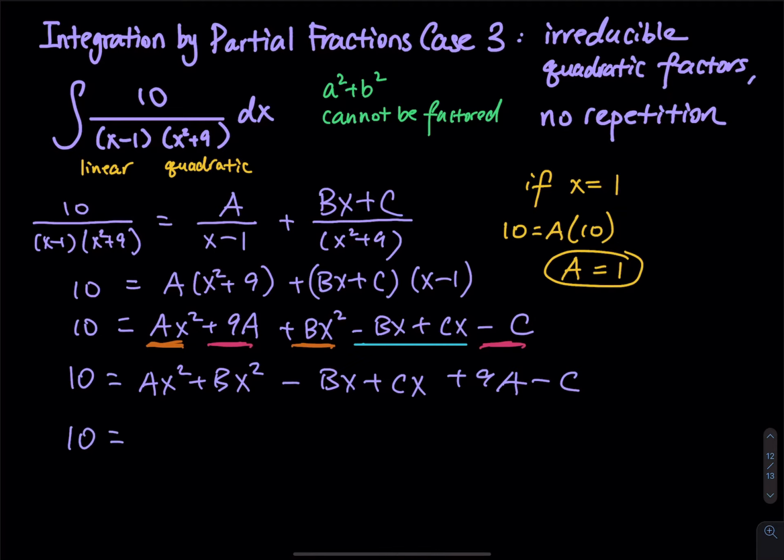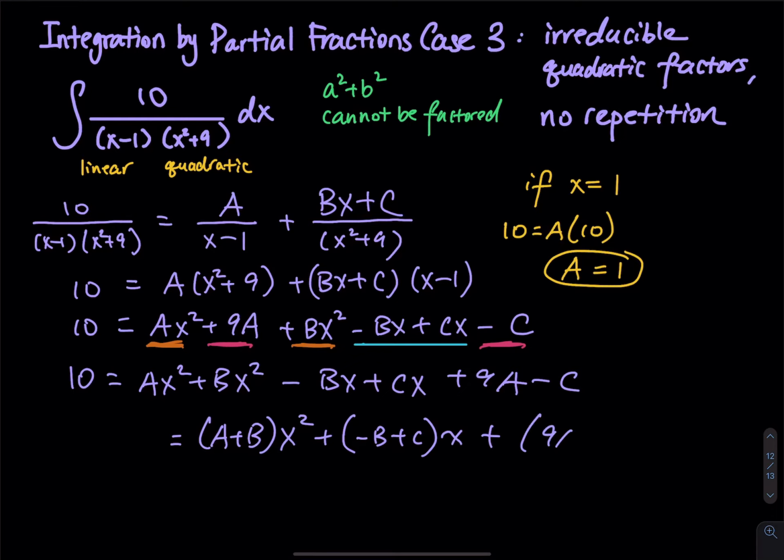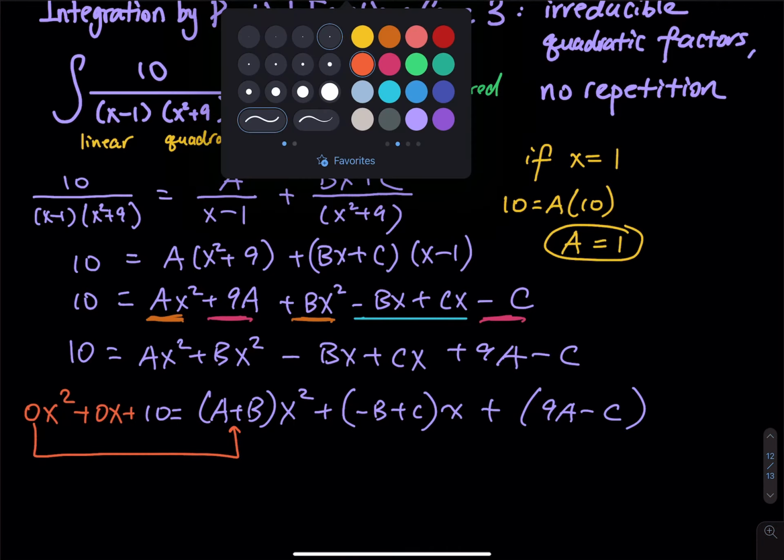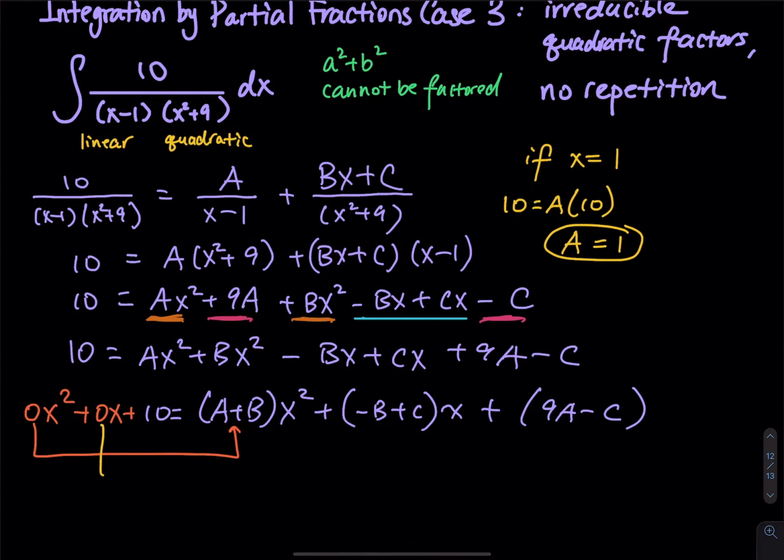And then let's do a little factoring. Let's save some space on the left. So we factor out the square. We have a plus b, and then x squared. And then we have minus b plus c, factor out the x, and then the 9a minus c. So this is a 10. We don't have a square, we don't have an x power. We can make them by doing this: 0x squared plus 0x plus 10. All right, and then you equate the coefficients. 0 matches to a plus b, and another 0 matches to minus b plus c, and the 10 matches to the 9a minus c.